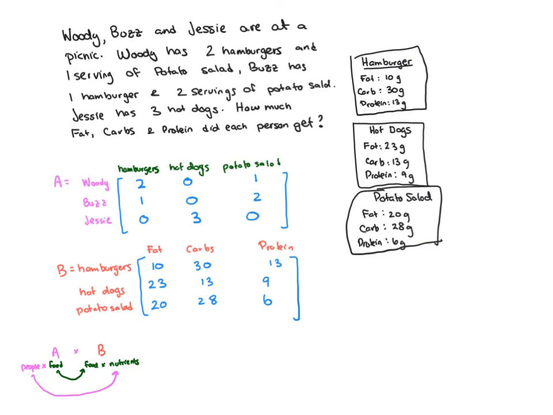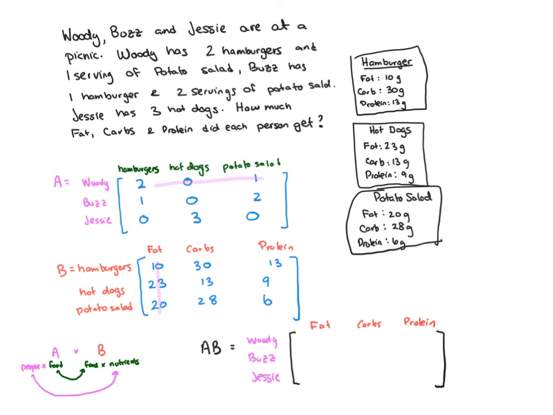So that when I actually multiply these 2 matrices together, A times B, the resulting matrix should still have my people here. So I'll still have Woody, Buzz, and Jessie. And I'm going to have my nutrients along the top. Fat, carbs, and protein. Okay, so we actually can do out this matrix multiplication here. So I can go row by column.